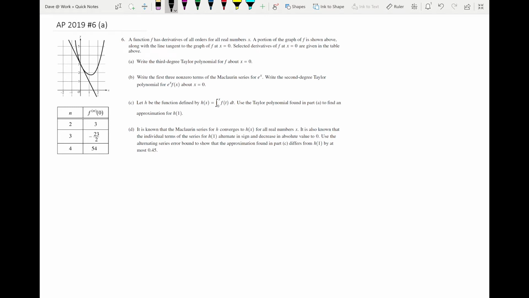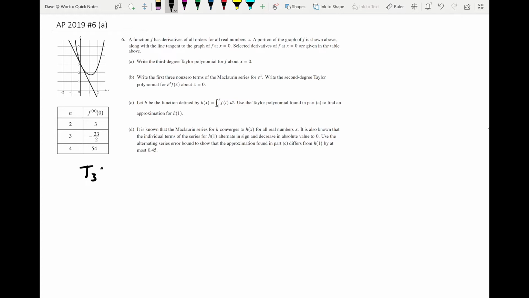A function f has derivatives of all orders for all real numbers x. A portion of the graph of f is shown above, along with the line tangent to the graph of f at x equals 0. Selected derivatives of f at x equals 0 are given in the table above. Part A. Write the third degree Taylor polynomial for f about x equals 0.